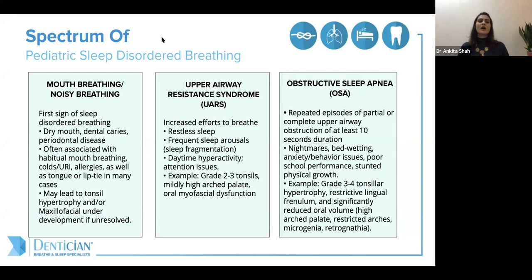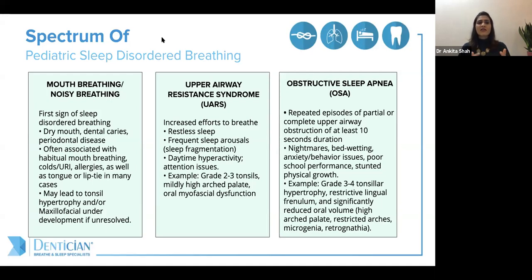Okay. So it usually starts with mouth breathing or noisy breathing. It moves towards UARS and then slowly towards obstructive sleep apnea. But mouth breathing and noisy breathing is usually the first sign that there is something wrong. So these kids may present to you with dry mouth. They may often have chapped lips. They may be feeling dry in their mouth when they wake up. They want to drink a lot of water.